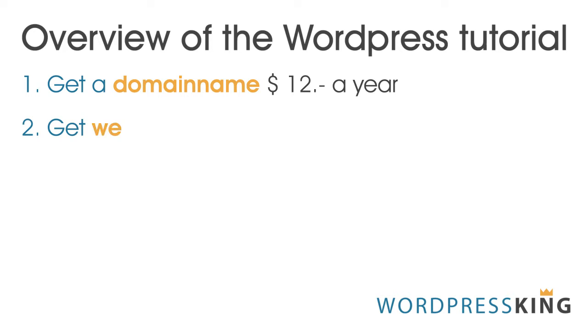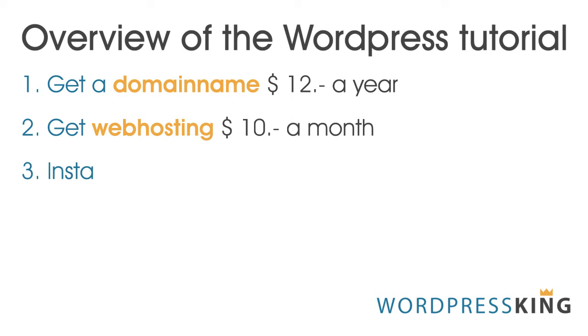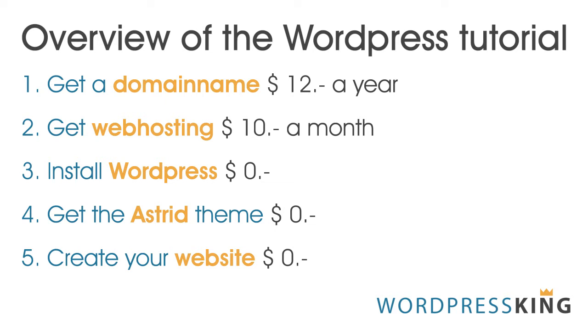The second thing we need is web hosting. What is web hosting? Basically, it's a really fast and secured computer that holds all the data of your website. The text, the content, the images. Web hosting costs around $10 a month. The third thing we need is to install WordPress. WordPress is free. It's a great tool to build beautiful websites. There are really big companies in the world that make their website with WordPress. And the fifth thing you need is to create your website. And this costs nothing because I will show you how to do this. So let's dive right into it.